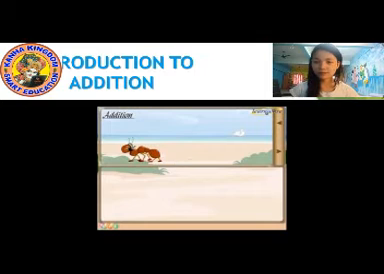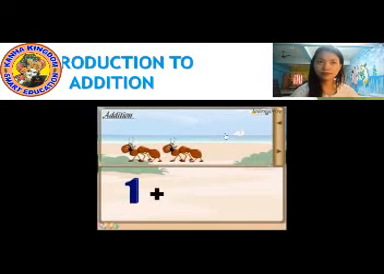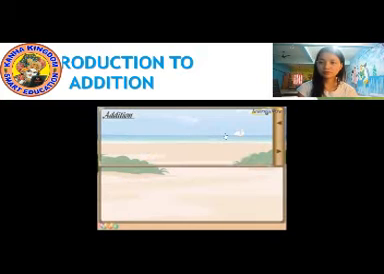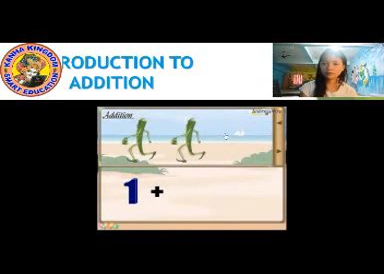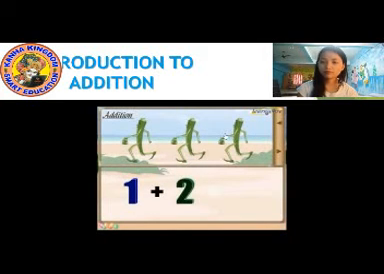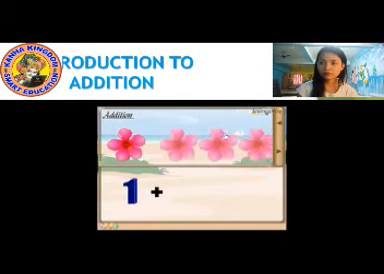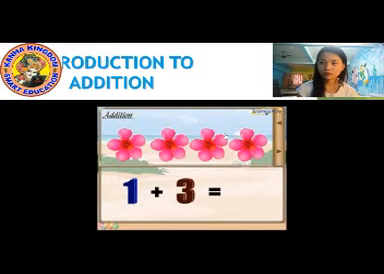Here comes one and. Behind him, one more and. Children, 1 plus 1 is equal to 2. Here comes a lady's finger. She looks very cheerful. Here come 2 more. Are they going shopping? So you understand, 1 plus 2 is equal to 3. One flower. Oh, 3 more flowers. Children, 1 plus 3 is equal to 4.